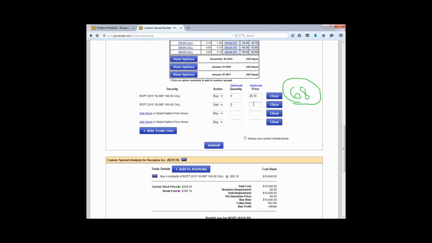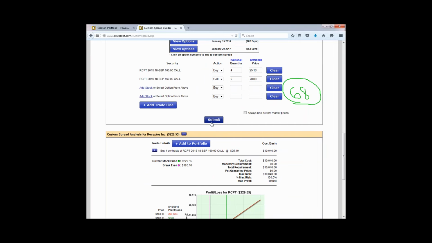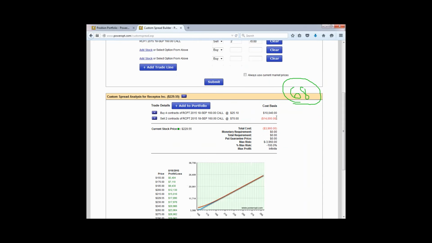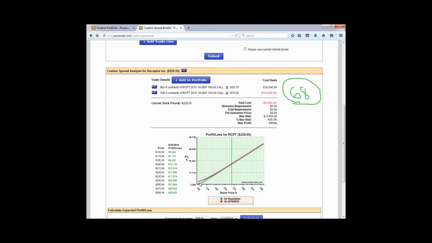Now the system, of course, isn't reading this as closing half the position. It's looking at a position that has 4 open and 2 sold with the same expiration and the same strike. But remember, our original investment was $10,040. So we sell half of it now. What do we have remaining? We have a no-risk position.